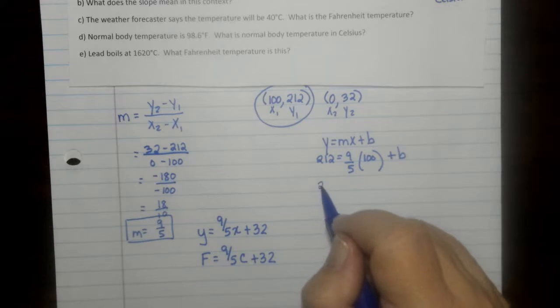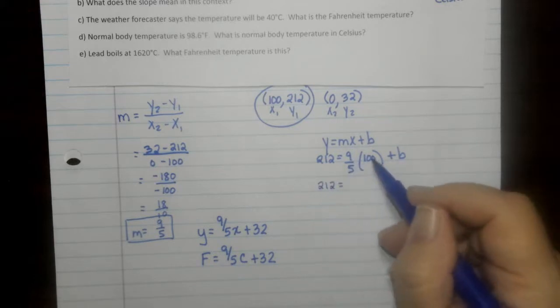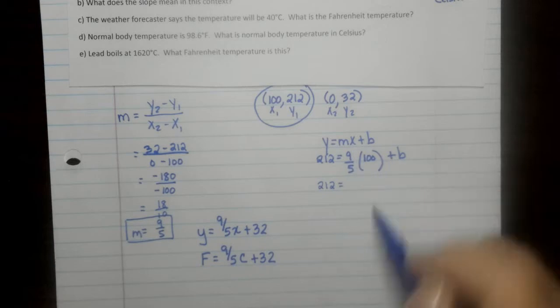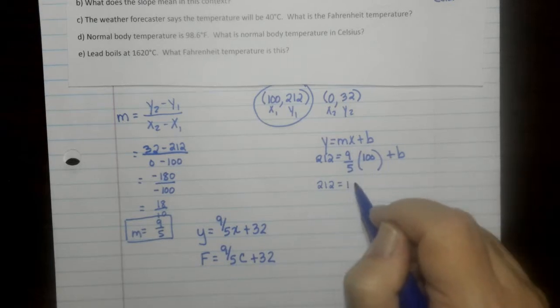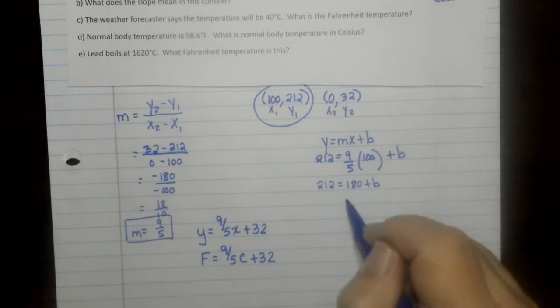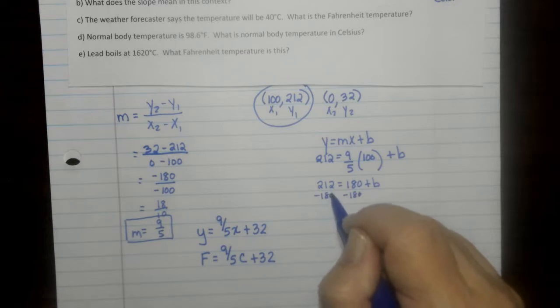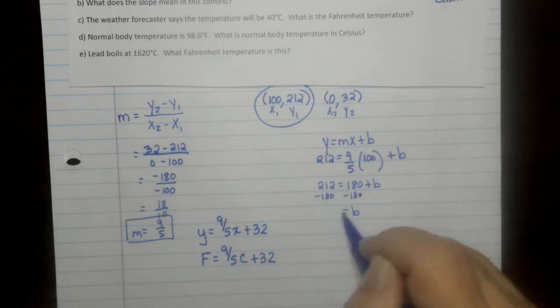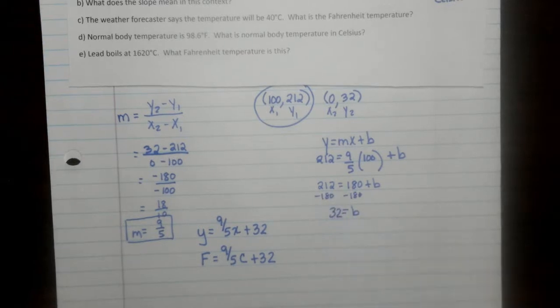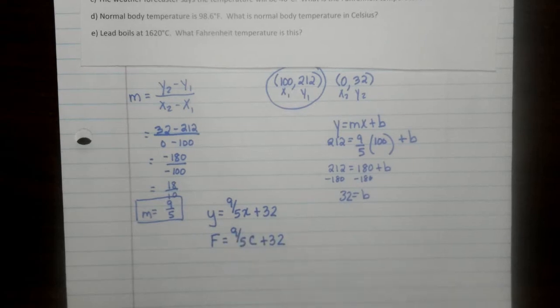So I'm going to take my calculator and use it to do 9 divided by 5 times 100, or 900 divided by 5, and I'm going to get 180 plus b. Then I'm going to subtract 180 from both sides, and that's going to tell me b is equal to 32. And then I would take that value for b and plug it in with my slope and get my slope-intercept form.